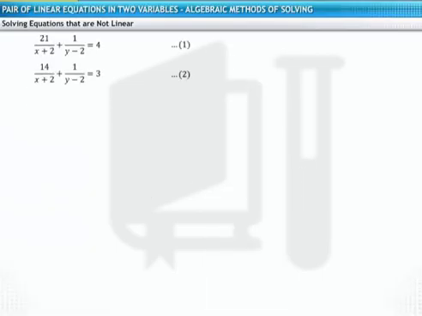Consider this pair of equations. These equations are not linear. So, how do we solve such equations? Equations like these can be reduced to linear equations. Let's see how. First, we'll rewrite the equations as shown.